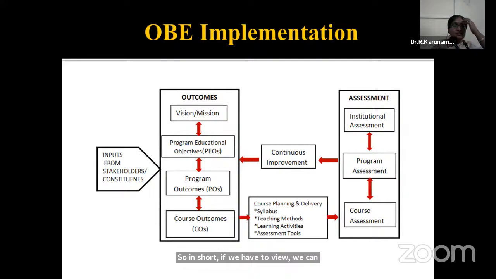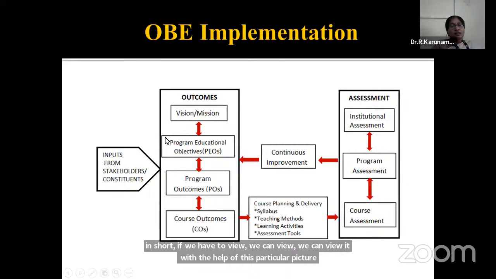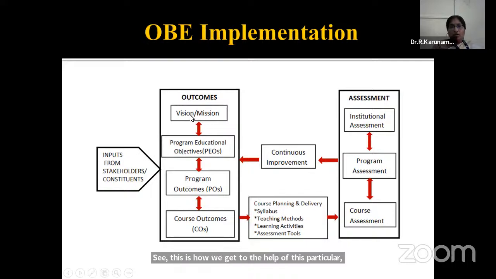So in short, if we have to view it, we can view it with the help of this particular picture. See, this is how we get inputs from various stakeholders, and vision and mission statements are framed for the institutions, for the department. Then program educational objectives are introduced. For example, we have 3 program educational objectives for our Department of English.